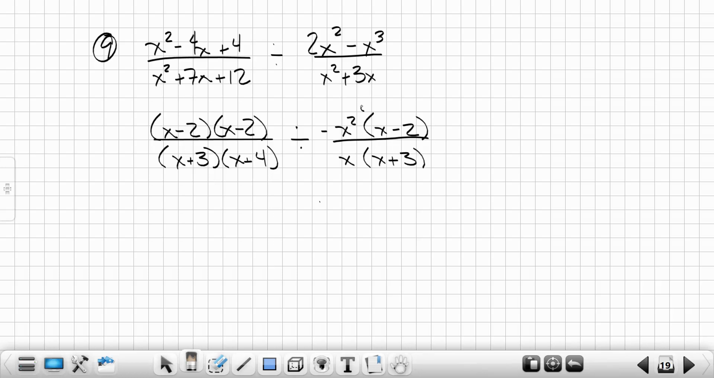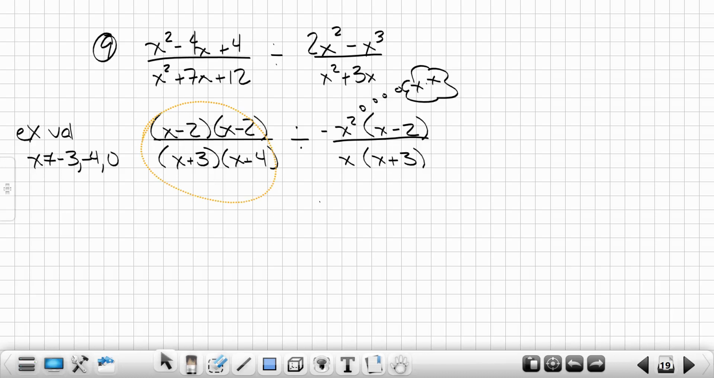Really quick, my thought here, x squared is really x times x. I'm going to remember that as I move on and do my keep, change, flip. My excluded values: x cannot be -3, x cannot be -4, and x cannot be 0. And x cannot be 0 because of this right here. If x was 0, I'm dividing by 0.